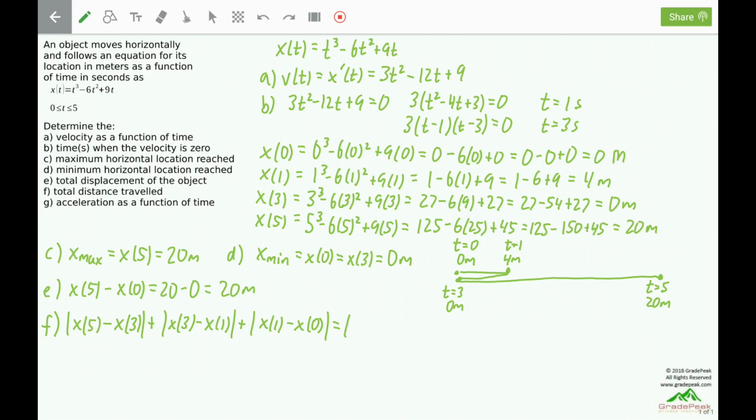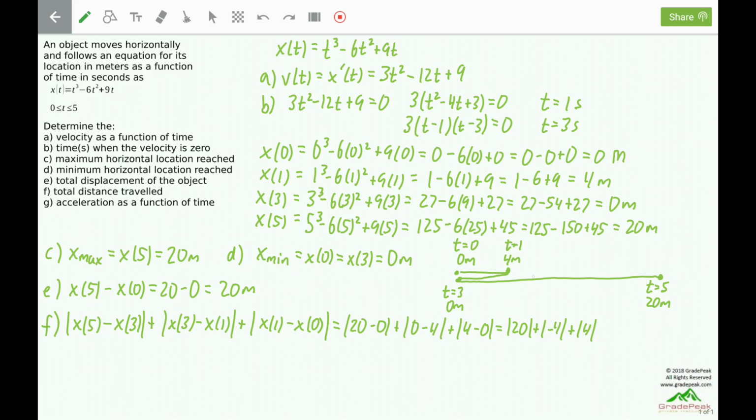Now we have each of these numbers. X of 5 is a 20. X of 3 is a 0. X of 3 is again a 0, and then x of 1 is a 4. And x of 1 is a 4, and x of 0 is a 0. This is representing the distances of each of the pieces. So we have the absolute value of 20 minus 0, which is just 20, plus the absolute value of 0 minus 4, which is negative 4, plus the absolute value of 4 minus 0, which is 4.